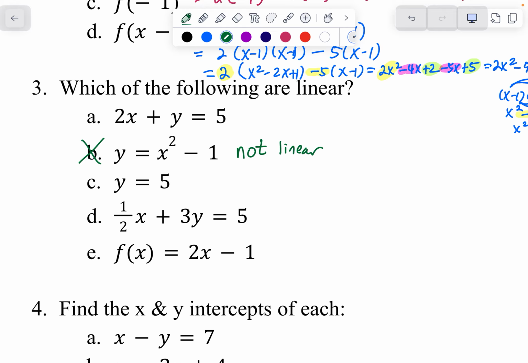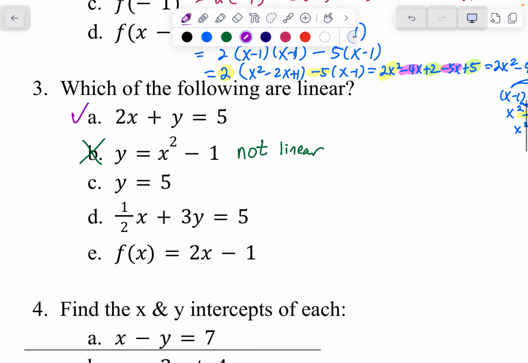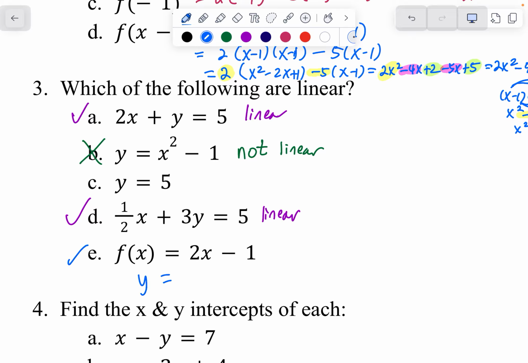These two are in standard form. Now, D, it's not great. It has that half there instead of a whole number, but it's still okay. These are linear. This one, although it doesn't look like it, is in slope-intercept form. That f of x is exchangeable with a y. It doesn't matter. You can take that out and make it a y. This one's linear.